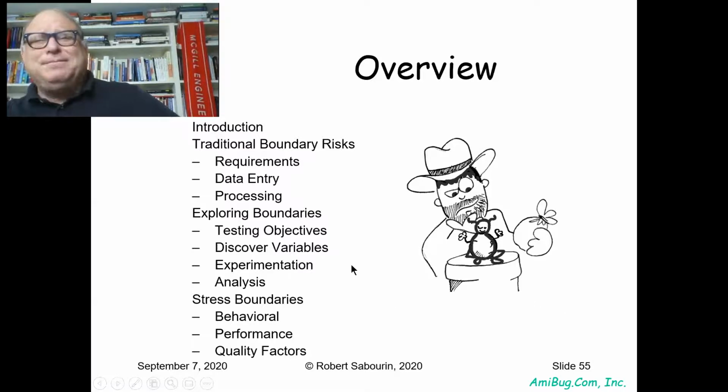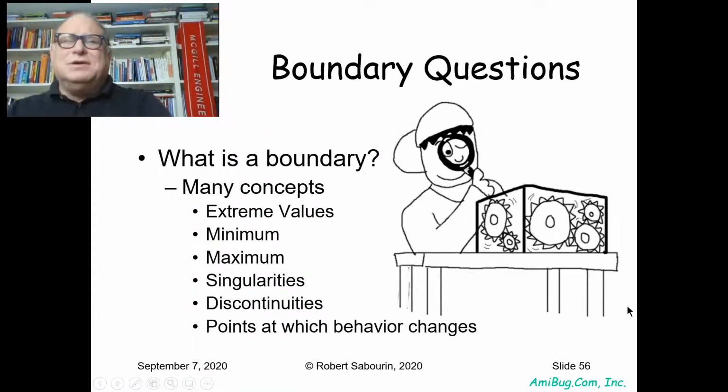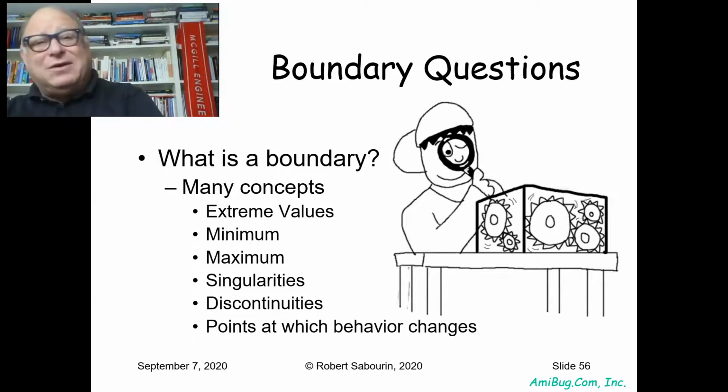Little overview. So first of all, the notion is, what's a boundary? And there's a lot of different concepts people have about what a boundary is. Some people think boundaries are extreme values, the mins and the maxes. Sometimes people think boundaries are points of singularities or discontinuities. Certainly, boundaries are points at which the behavior changes or should change, or maybe should not change, but it's a point of inflection of some sort. So something is going to change at that point. That's what the boundary is, a point where there's going to be some sort of behavioral change, or there could be.